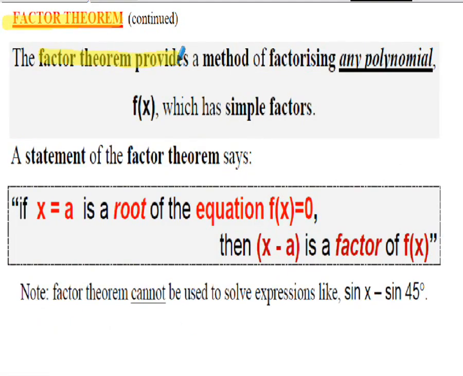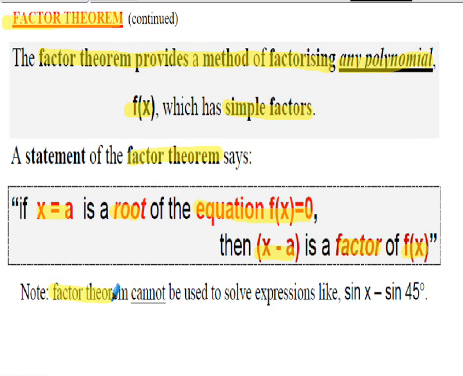So factor theorem provides a method of factorizing any polynomial in the functional form f(x), which has simple factors. In most cases, that will mean that the factors contain whole numbers. So factor theorem states if x equals a is a root of an equation f(x) is equal to 0, then x minus a is a factor of the function f(x).